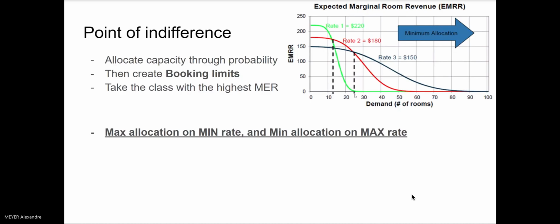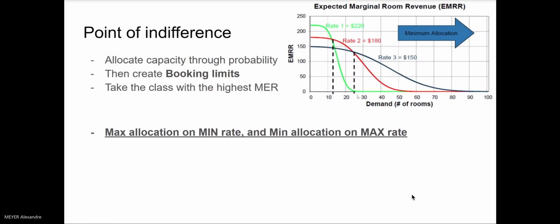The second rate, well, it's the difference here, right? So it's about 25 minus 12. So here it's about 13. So 13 rooms will be sold at $180. And afterwards, in accordance to the probability, you're better off selling it at $150. But here at $150, you've got a cap of 75 rooms. So from here to there, you've got a cap of 75 rooms.